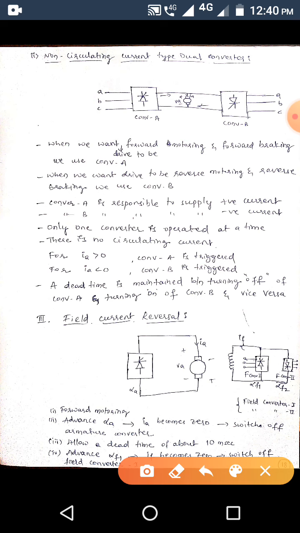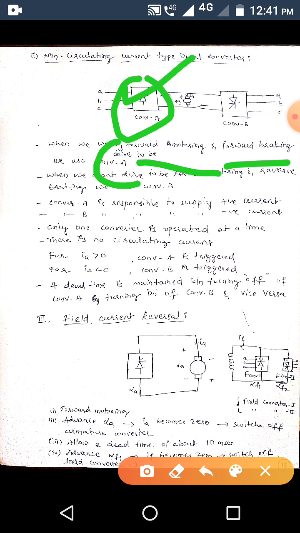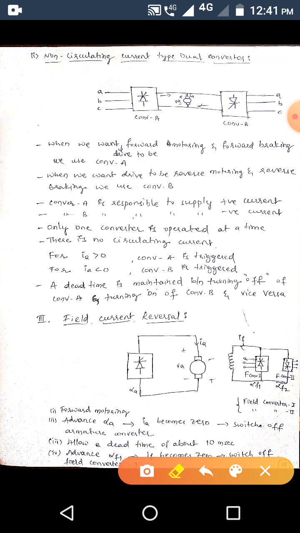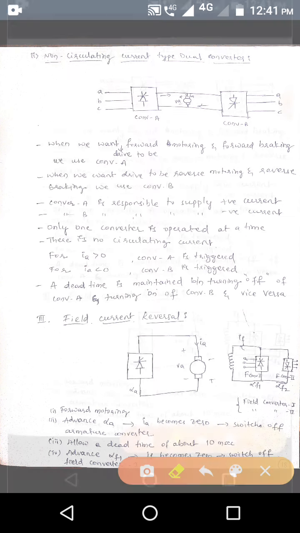If we want the drive to be in forward motoring and forward braking, we use this converter. As we discussed in the previous slide, in quadrants 1 and 4 the forward motoring and forward braking happen. In the same way, to drive the motor in forward motoring and forward braking, we have to use only one converter, converter A. Similarly, when we want reverse motoring and reverse braking operation, we need to drive converter B.